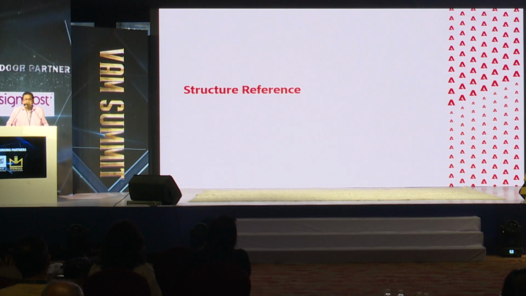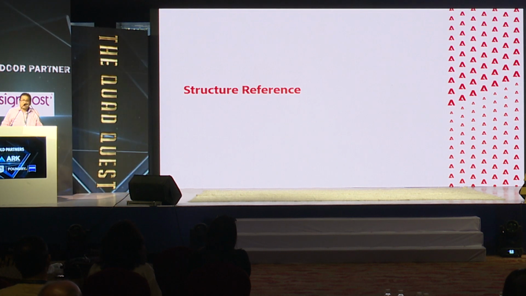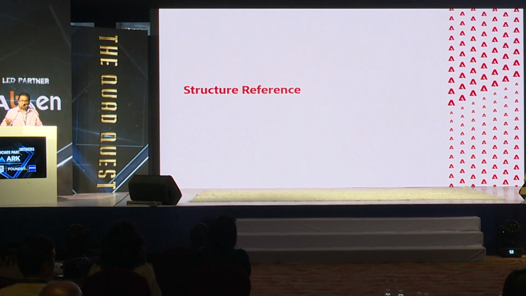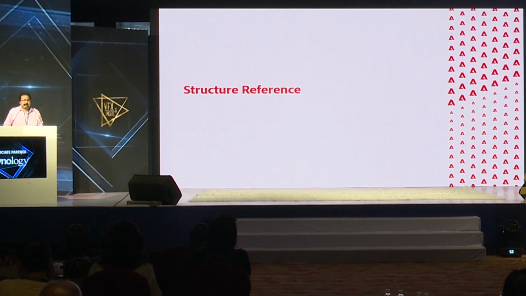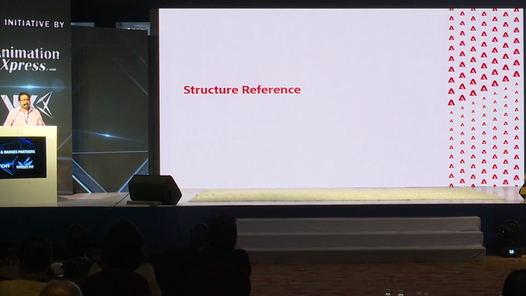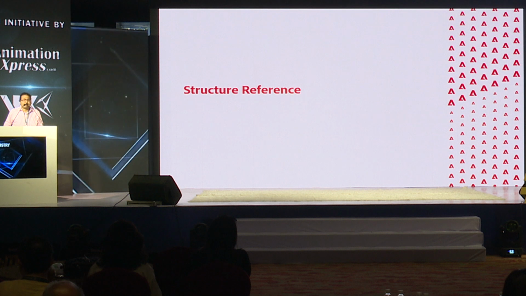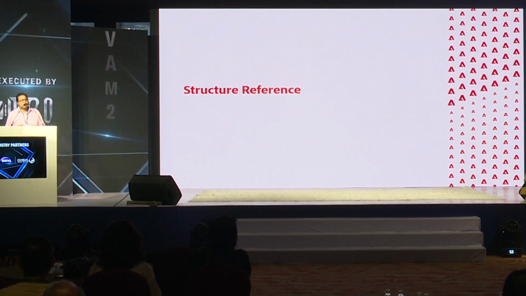Last to last week, we released a very interesting feature. It's called structure reference. Till a couple of weeks back, if we wrote any prompt in generative AI, the AI gave you a very nice looking image. But the challenge which designers or artists were facing is controlling the composition. Are you able to control the composition?